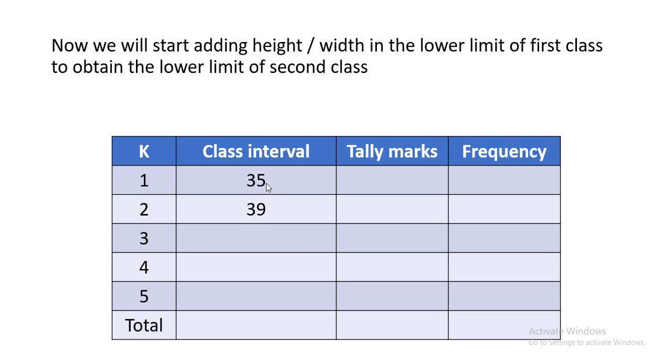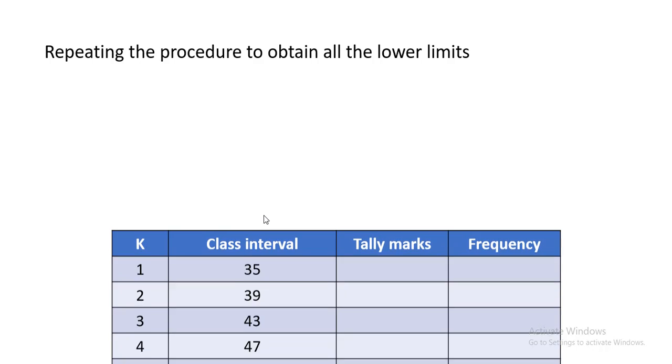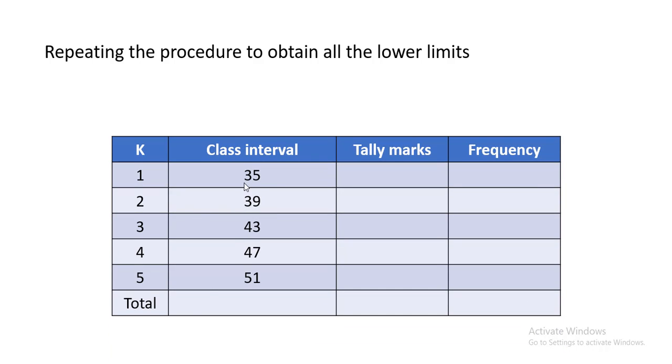The first point of my class was 35. Now I will be moving on towards my second class, deciding the lower limit of my second class. So I'll add 4, the height value, to my initial starting point to get the lower limit, or the first point, of the second class. Now repeating this procedure, see, the initial starting point that I started from was 35. I added the height, that is 4, and I got the lower limit of my second class. Then I added 4 and got the lower limit of my third class, then the fourth class and fifth class. So 35, 39, 43, 47 and 51.